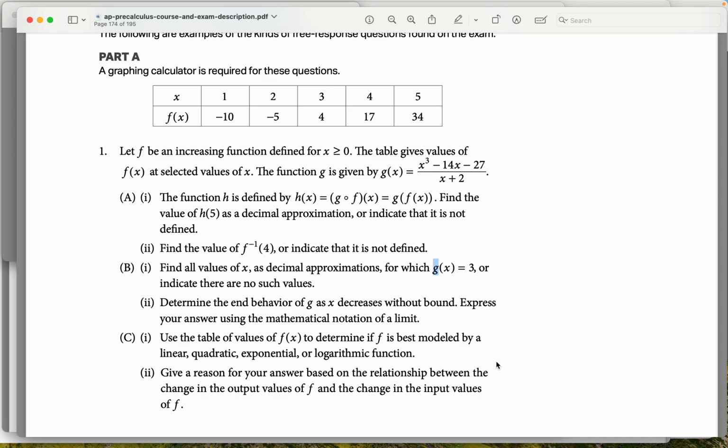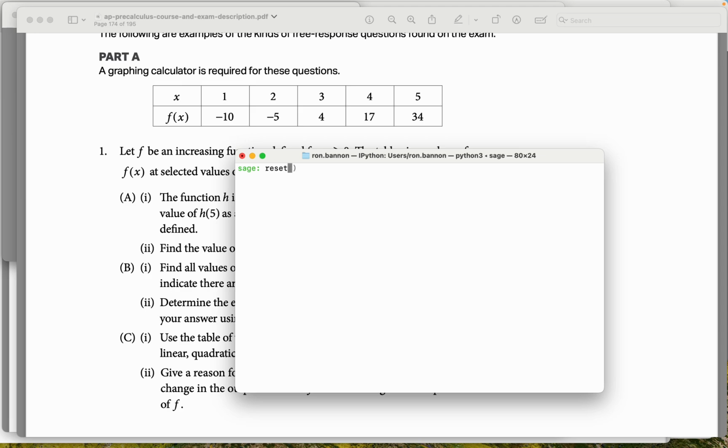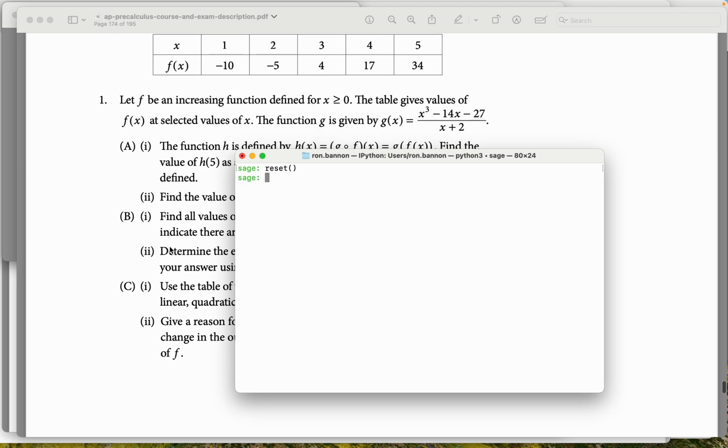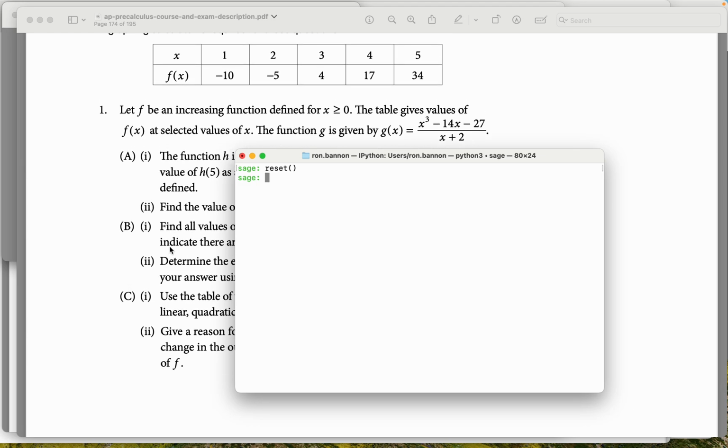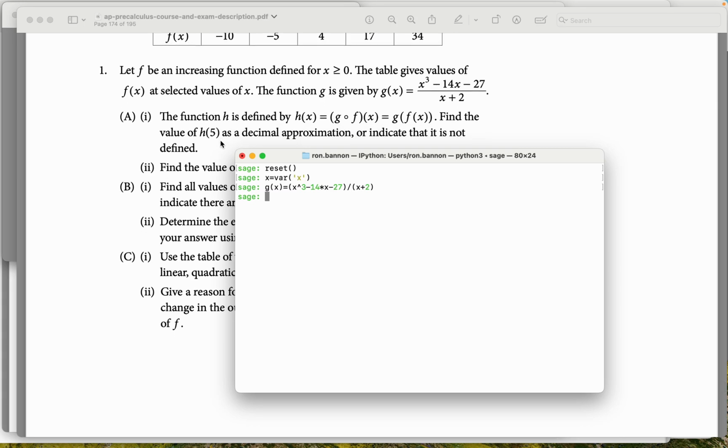All right, so the first thing I'm going to do is go to Sage, which is my calculator. I'm going to reset. I'm going to define a function, g of x. Before I do that, I want to define a variable, and the variable is going to be x. Let me put down g of x, and g of x is equal to x cubed minus 14x minus 27 over x plus 2. All right, the next thing I want to do is evaluate g at f of x when x is 5.